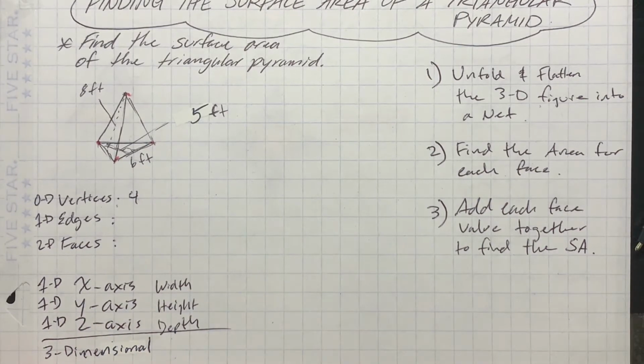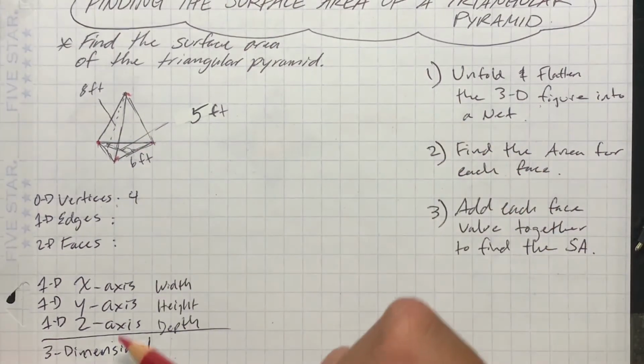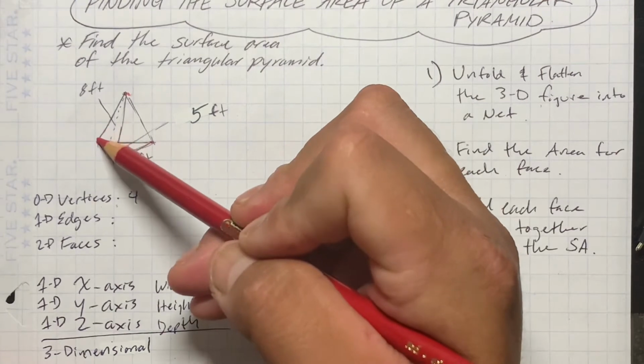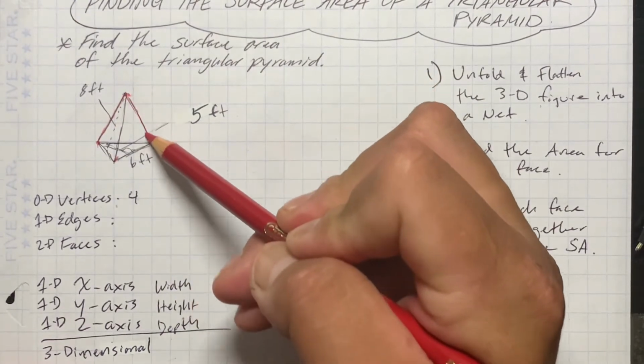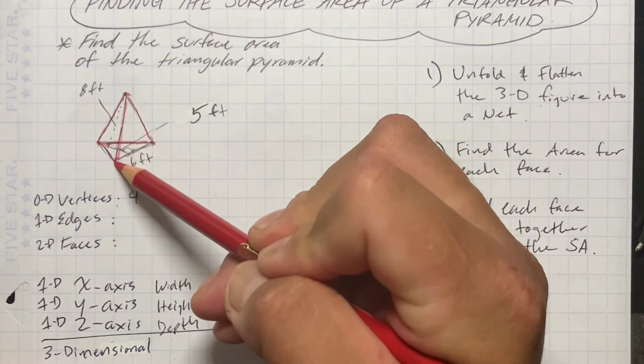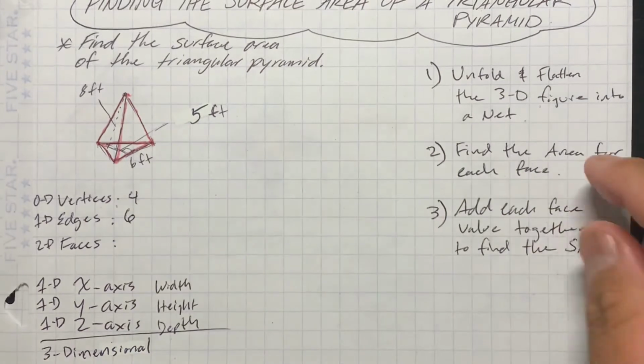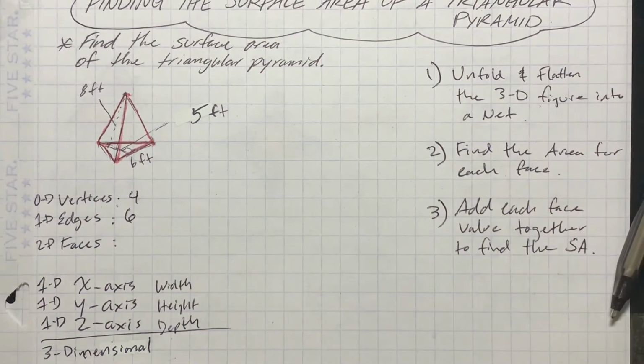I want you to understand what 3D really means. So let's count all the 1 dimensionals, the edges. So we have 1, 2, 3, 4, 5, 6. We have 6 edges. And then count all the 2 dimensionals. Again, you're going to have a height and a width for these dimensionals.